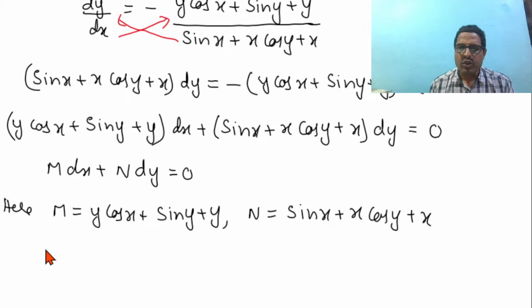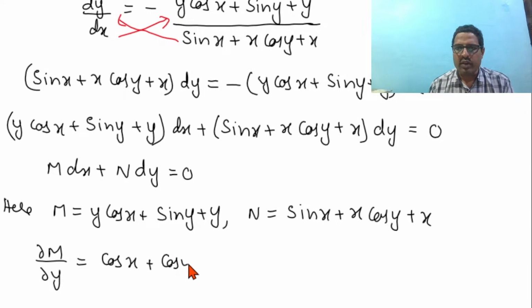So let us try to differentiate this M with respect to y, ∂M/∂y. If we differentiate M with respect to y, then x will be treated as a constant. So cos x is a constant, and you only have to differentiate y. The derivative of y with respect to y is 1, so 1 times cos x will be cos x itself, plus the differentiation of sin y with respect to y, which is cos y, plus the differentiation of y with respect to y, which is 1. So we have got ∂M/∂y.